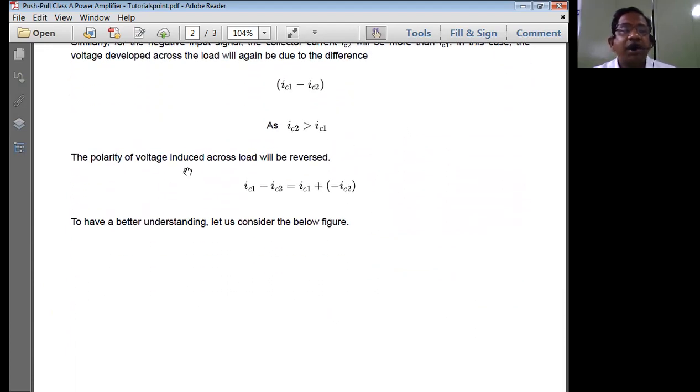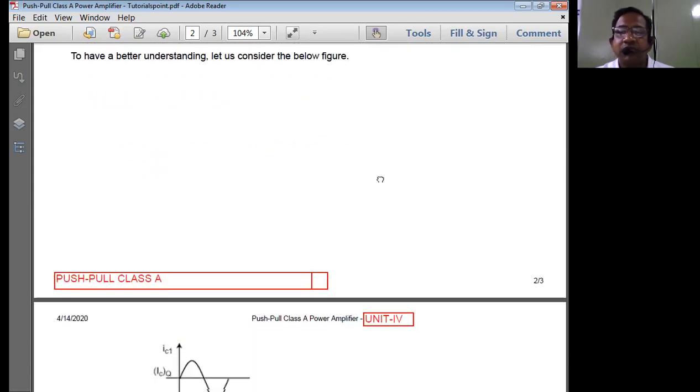Similarly, the polarity of the voltage induced across the load will be reversed when the input is going through the negative half cycle. That means IC1 minus IC2 can be something like this. Sometimes IC1 will be negative, sometimes IC2 will be negative. So accordingly, the difference of these two will be transmitted at the secondary of the transformer.